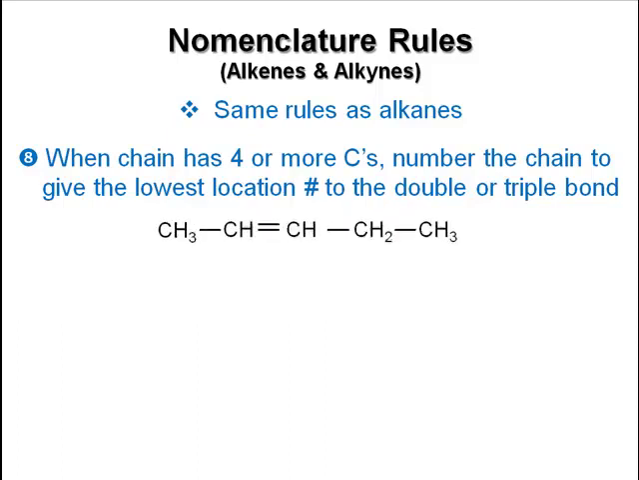So in this case here, we've got 1, 2, 3, 4, 5 carbons. Which side should we number from, left or right? Left side, because the double bond is off of the 2 carbon. So this would be called 2, got 5 and ene ending, 2-pentene.